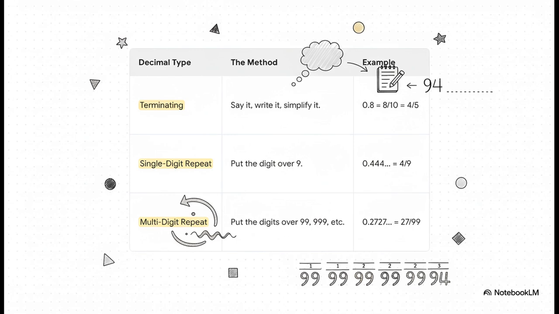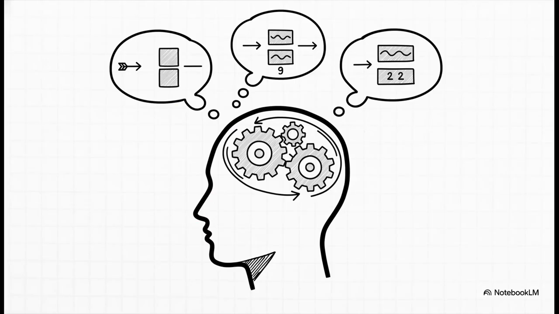For those simple terminating decimals, you just say it, write it, and simplify it. For a single repeating digit, you pop that digit over a 9. And for multiple repeating digits, you put that repeating block over 99 or 999, and so on. And that's really the big takeaway. These aren't just a few random tricks. These are powerful patterns that give you the ability to handle a huge range of decimals and turn them into fractions, all inside your head.